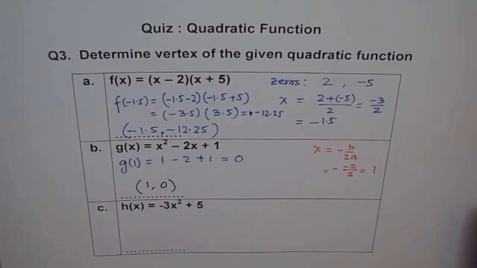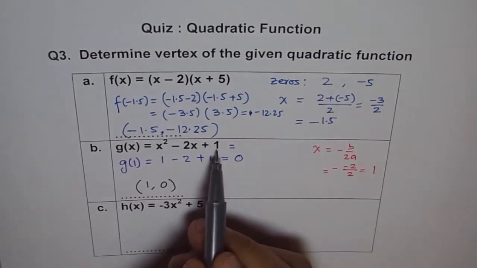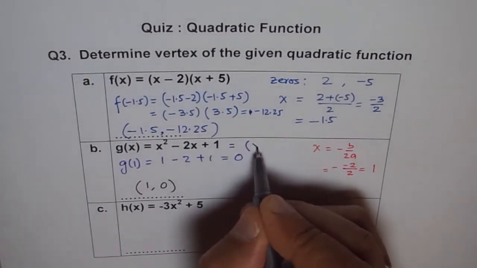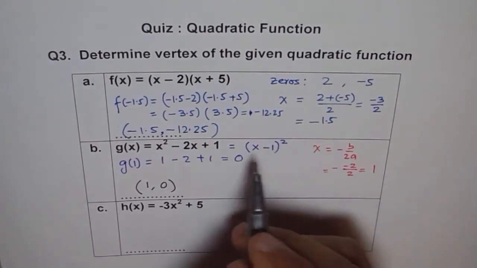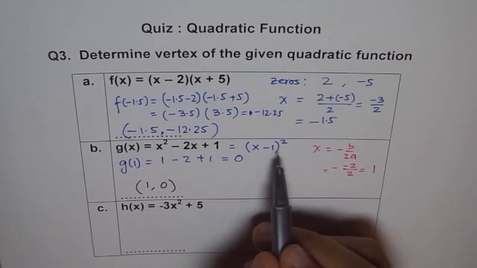You could have factored also and got your vertex. How? You could write this as, it's a perfect square. 1 times 1 is 1, and when you add minus 1 and minus 1, you get minus 2. So basically, you could write this as x minus 1 whole squared, correct? Once you get this, you know your vertex is at 1, 0, correct?